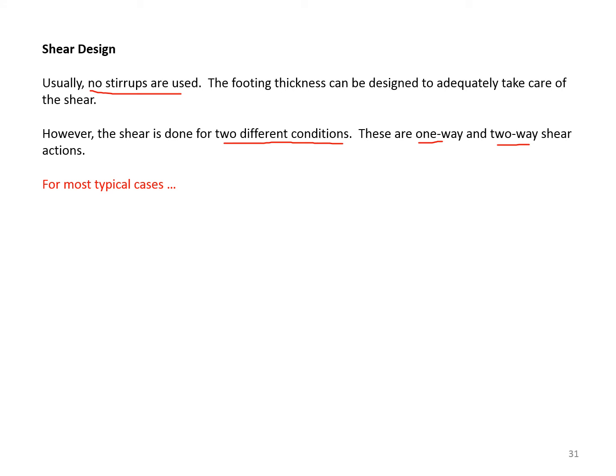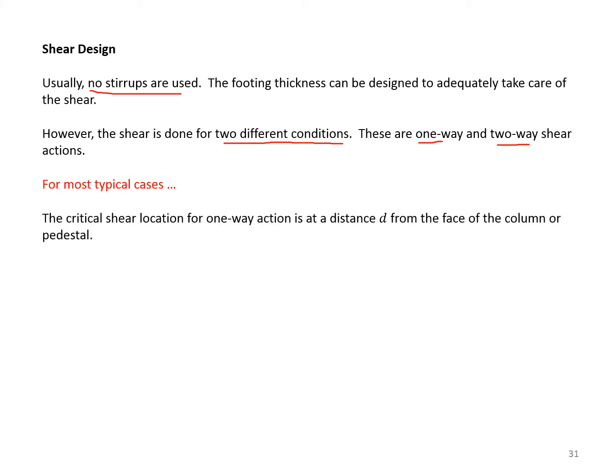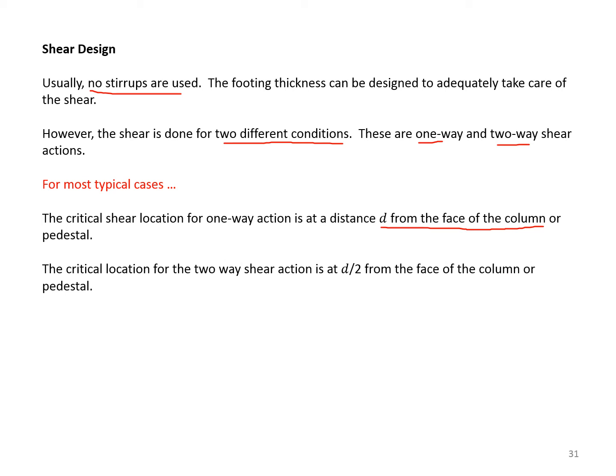For most typical cases, the critical shear location for one-way action is at the distance D from the face of the column or the pedestal. The critical location for a two-way shear is at D over 2 from the face of the column or pedestal.